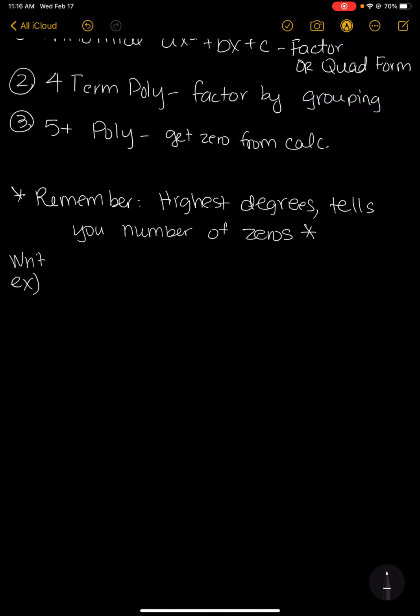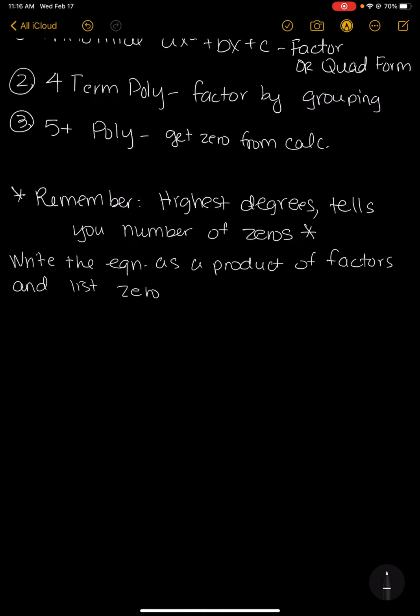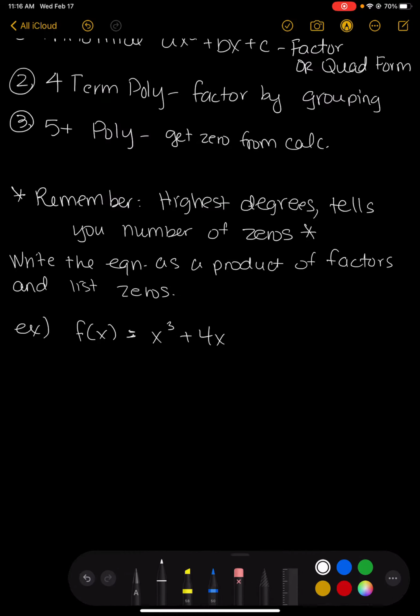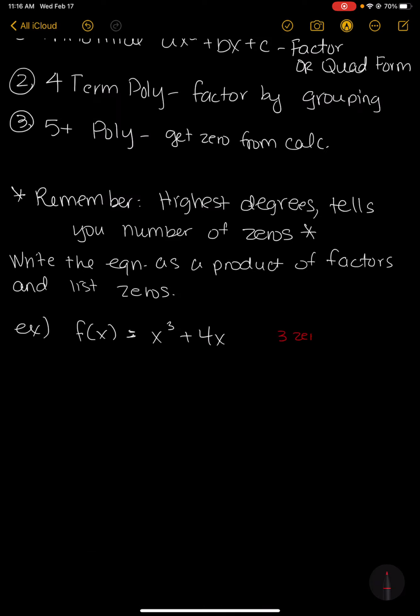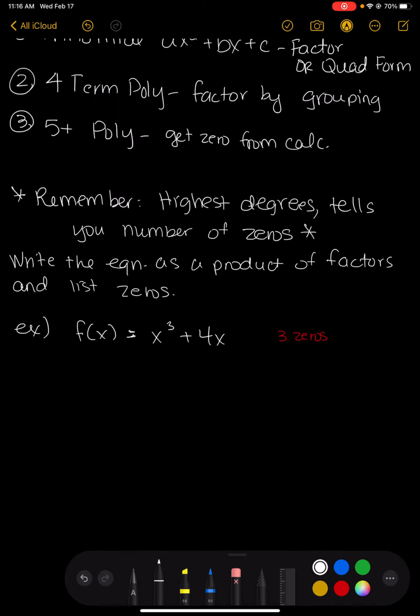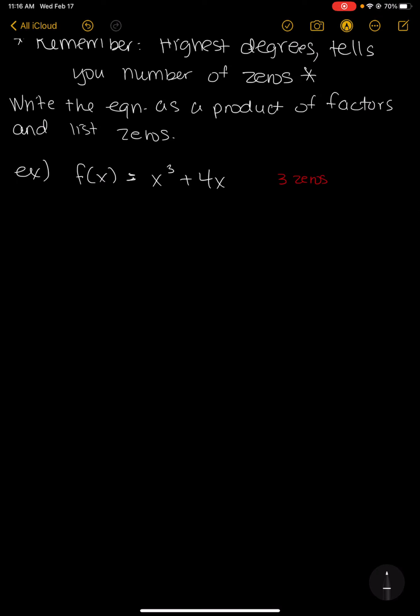And so the instructions are to write the equation as a product of factors and list your zeros. So first example, we've got a function x cubed plus 4x. So in the end, we know that we should have at least 3 zeros. Real and imaginary, all real, all imaginary, whatever, it doesn't matter.